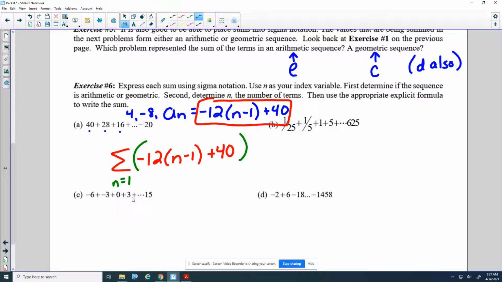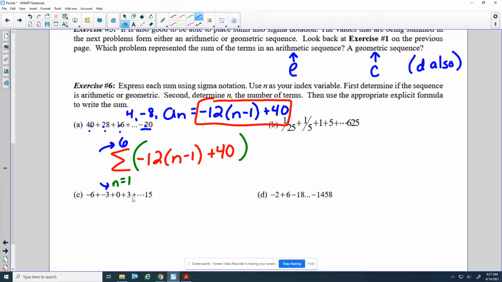Minus 12 again would be -20. So I have 1, 2, 3, 4, 5, 6 terms. So when I do this formula, I would need to plug in a 1 through a 6. So the number of terms goes up top, and then a 1 is always on the bottom when you write your own. Right, so let's look at another one.